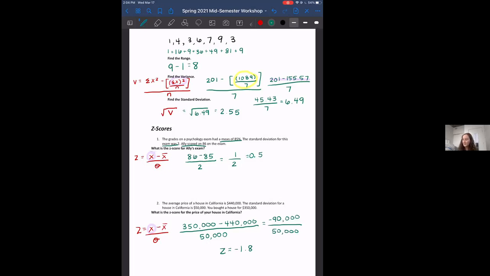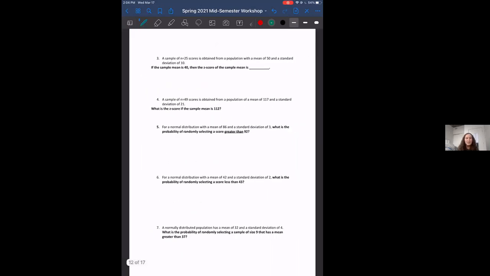All right, let's move on then. A sample of n equals 25 scores is obtained from a population with a mean of 50 and a standard deviation of 10. If the sample mean is 40, then the z-score of the sample mean is blank. For this one, instead of the standard deviation, we have to use the standard error. Does anyone know what the equation for standard error is?